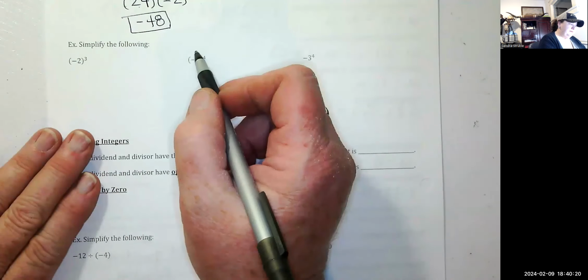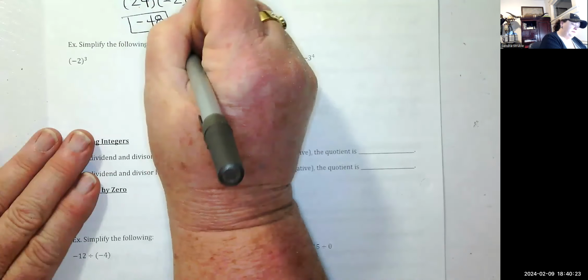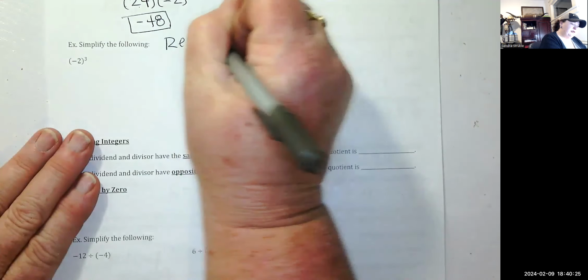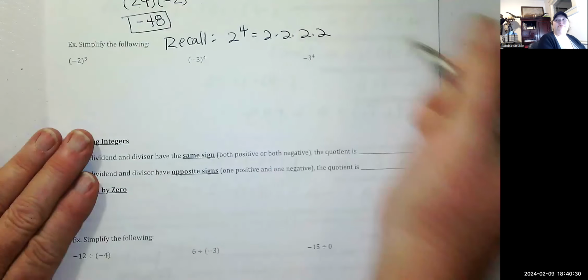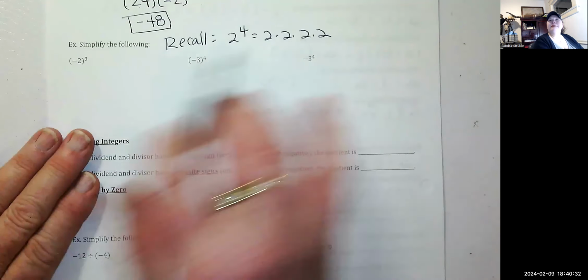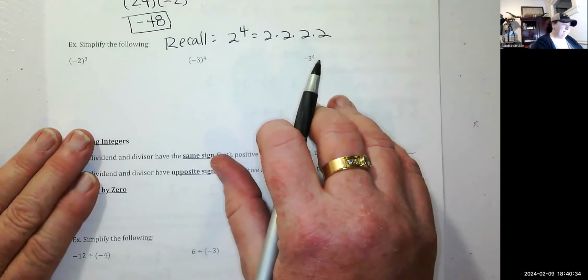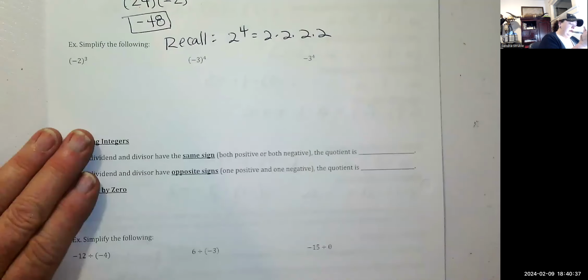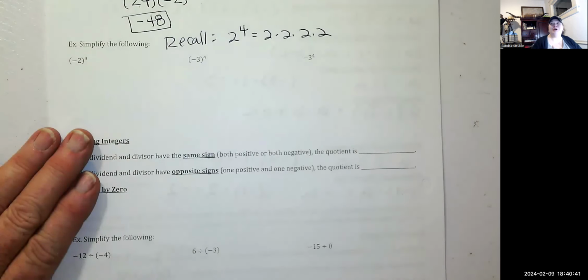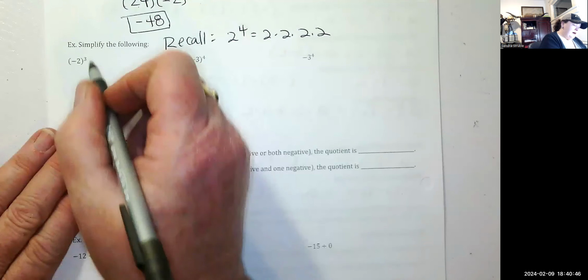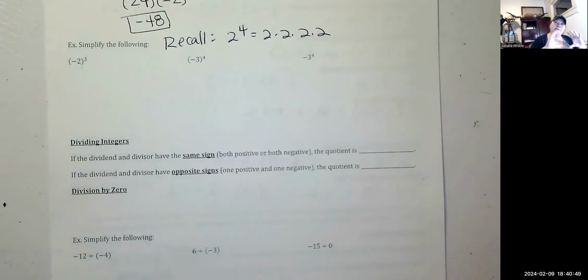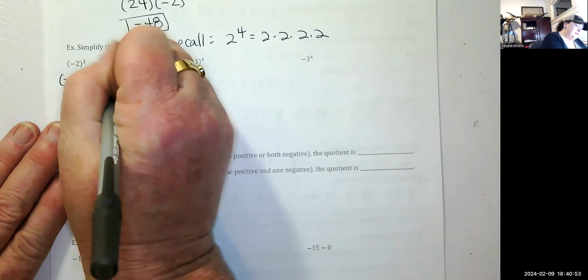Simplify the following. All right, so I want you to recall something here. I want you to remember that 2 to the 4th is 2 times 2 times 2 times 2. We need to remember that before we do this next piece. This is where, again, even my college algebra students struggle. Just to give y'all a heads up, -2 is in the parentheses and it is cubed. So that means we have -2 times -2 times -2.